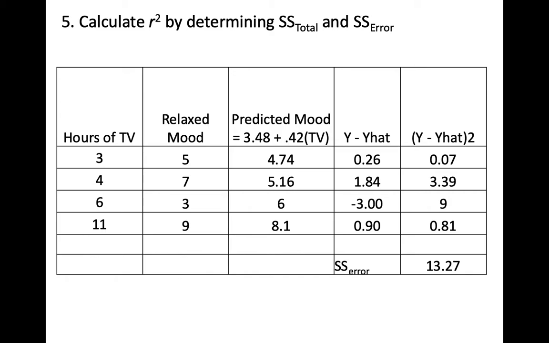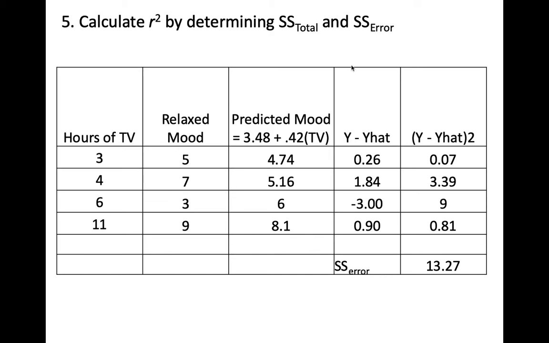So we want to evaluate how good is our regression model? What is the proportion of error that we reduce from using the mean? That's our interpretation. Another way of looking at R squared is, how much variability have we accounted for in relaxed mood by knowing something about how much TV they watched, over and above the mean?